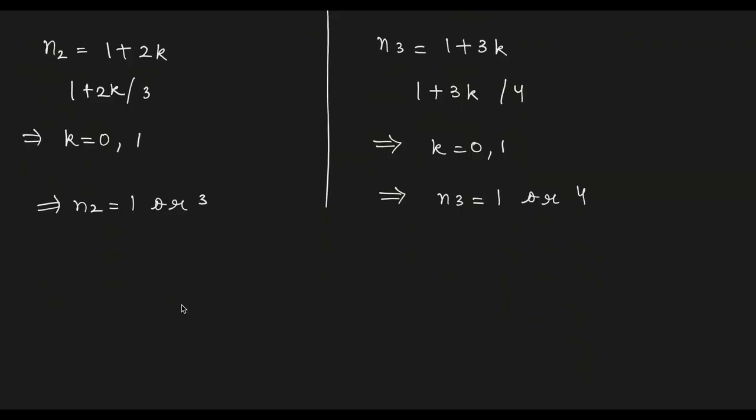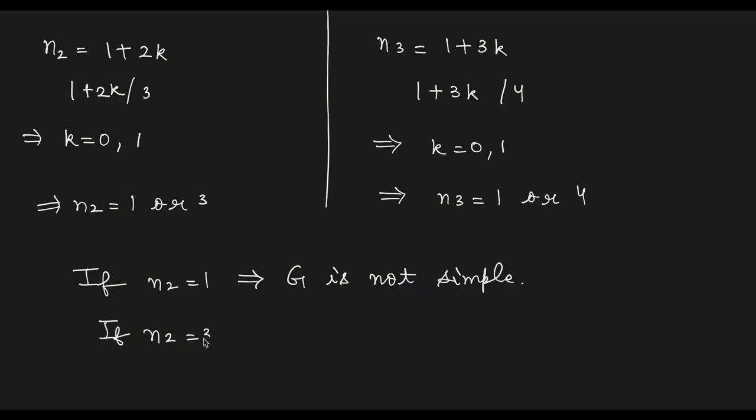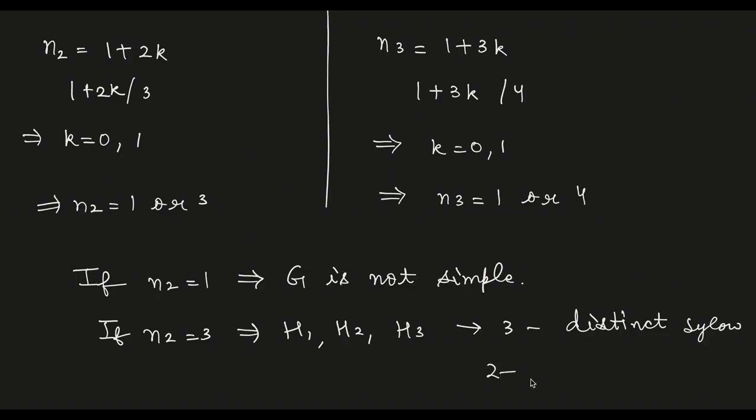Now if n2 is 1, then G is not simple. If n2 is 3, then there will be 3 distinct Sylow 2 subgroups of G.